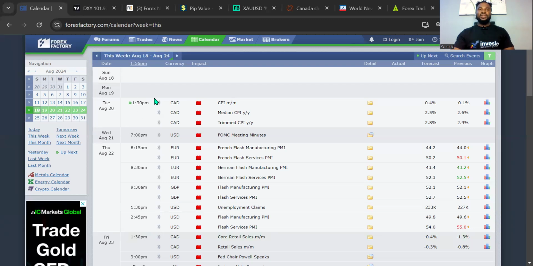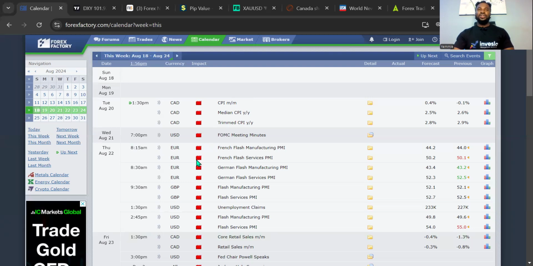On Monday, which is the 19th of August, there is no single red folder, which is a high impact news in the market. And on Tuesday, 1:30 p.m. Nigerian time, there is Canadian dollar CPI coming, and we expect that to be impactful in the market. So if you're going to be trading USD CAD on that day, you should be watchful. On Wednesday, we have USD coming as FOMC meeting, 7 p.m.